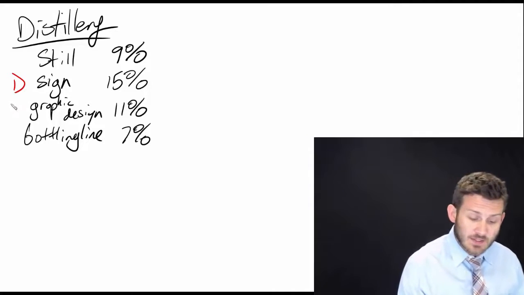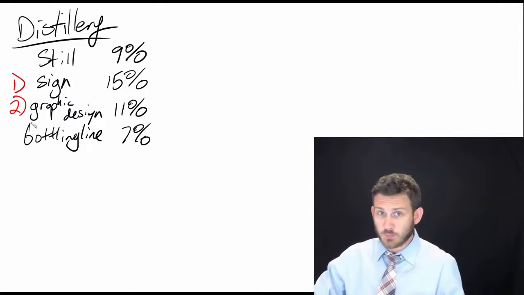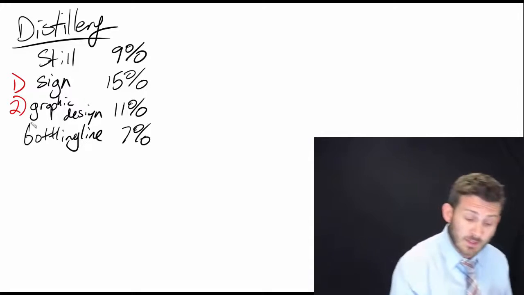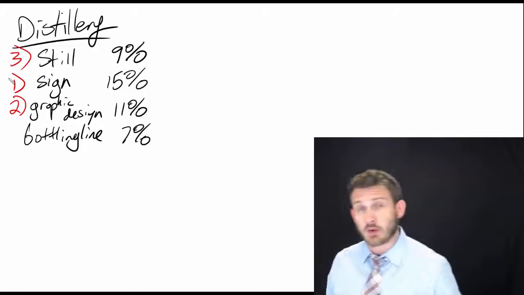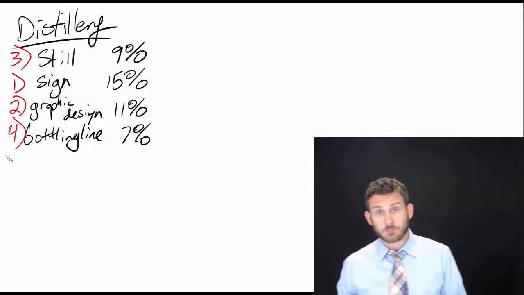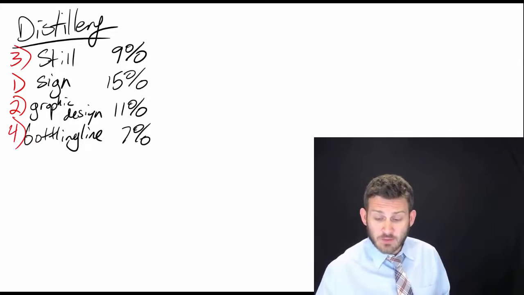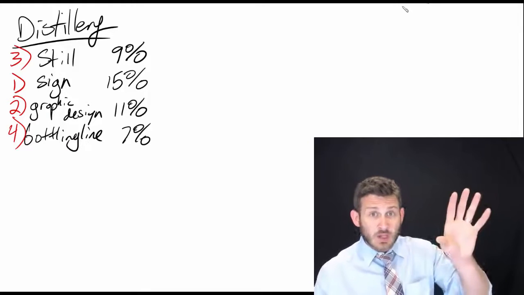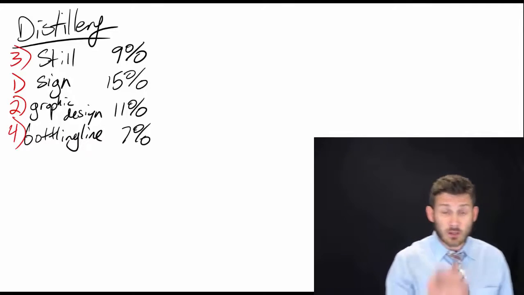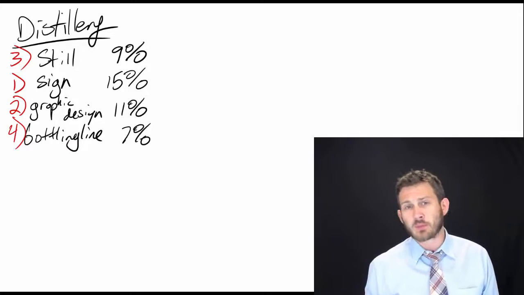The second thing is the graphic design, so that has the second highest return. We're going to do the 15% first, the 11% second. What are we going to do third? Well, that's going to be the still, because the still is generating 9%, and the bottling line is generating for us 7%. Now, this is irrespective of the amounts of these actual items that we're going to do. But we're going to put in here the amounts because that's important for our next step, which is actually drawing out that investment opportunity schedule.